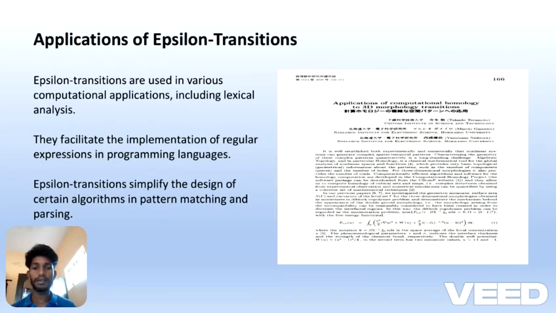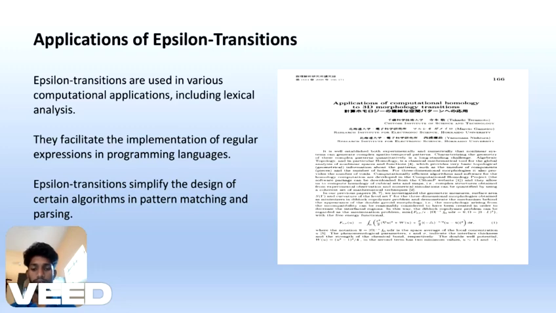Applications of epsilon transitions. Epsilon transitions are used in various computational applications, including lexical analysis. They facilitate the implementation of regular expressions in programming languages. Epsilon transitions simplify the design of certain algorithms in pattern matching and parsing.